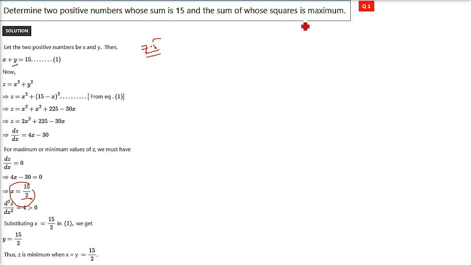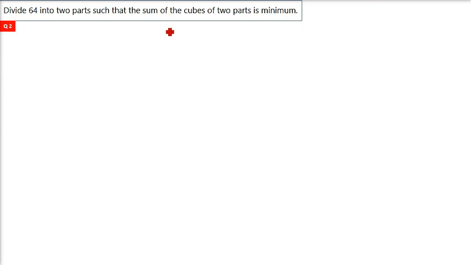Divide 64 into two parts such that the sum of the cubes of two parts is minimum. Again 64, as we have just witnessed, two numbers can be divided as x and 15 minus x in the previous case.